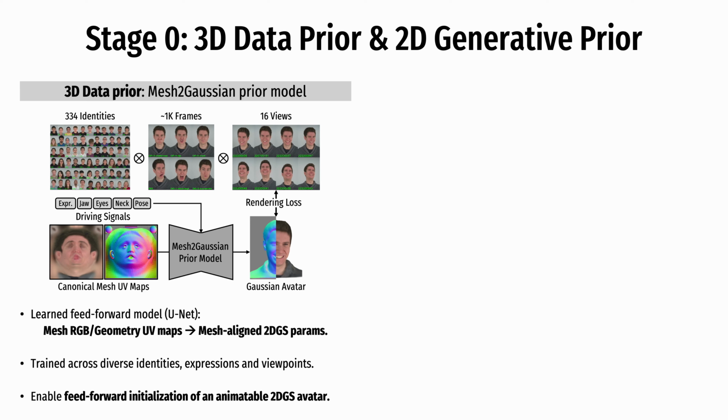For the 3D data prior, we propose a mesh-to-Gaussian model that translates mesh UV maps into dynamic mesh-aligned 2D Gaussian parameters. Trained on high-quality multi-view face captures across diverse identities and expressions, this model enables the feed-forward initialization of an animatable 2D Gaussian avatar from a monocular video.